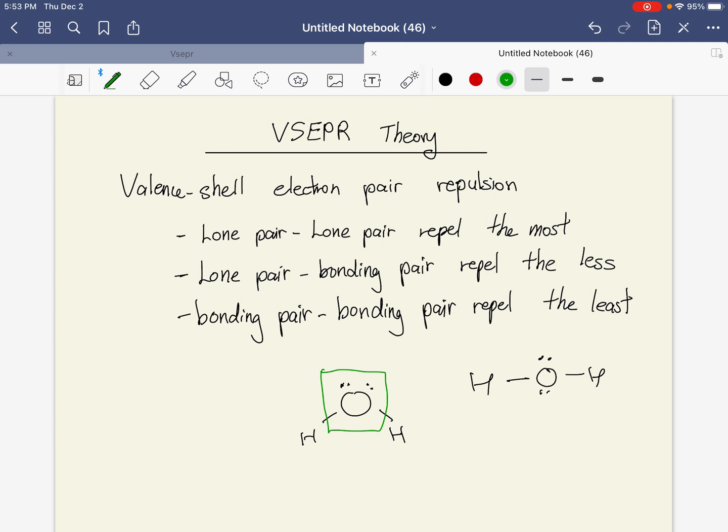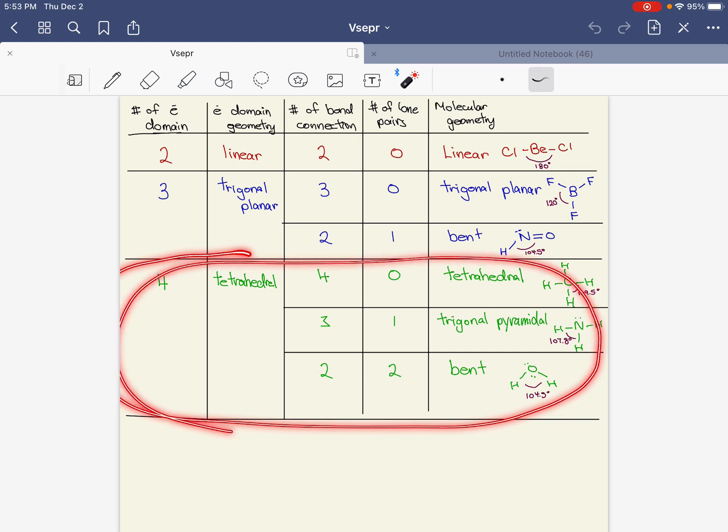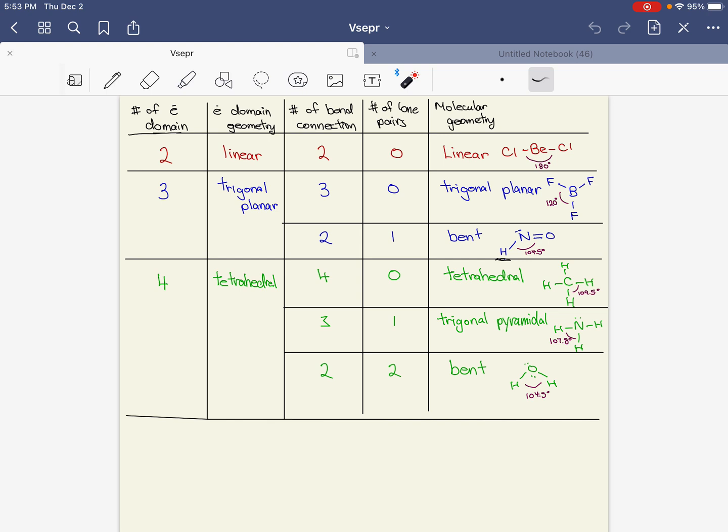If you look at this central atom, this is a 4-electron domain because there's two lone pairs and two bonding pairs. These are bonding pairs. These are lone pairs. And there's 4. That means this one has a 4-electron domain. So we're looking at this section right here because it's a 4-electron domain. The electron domain geometry here is tetrahedral.